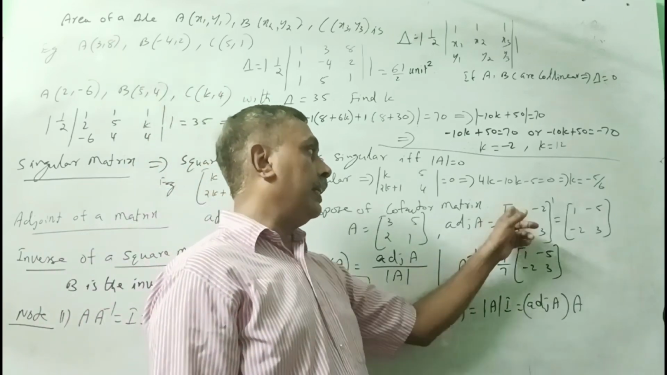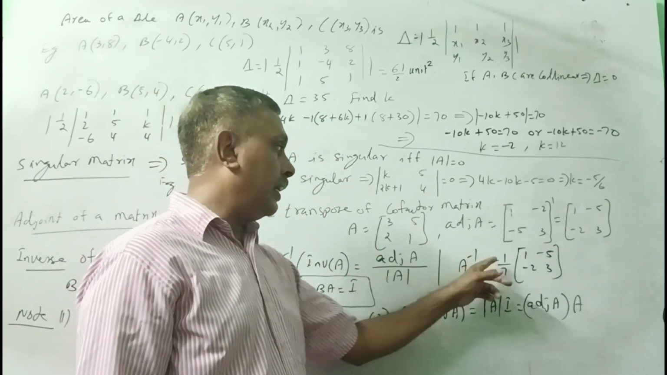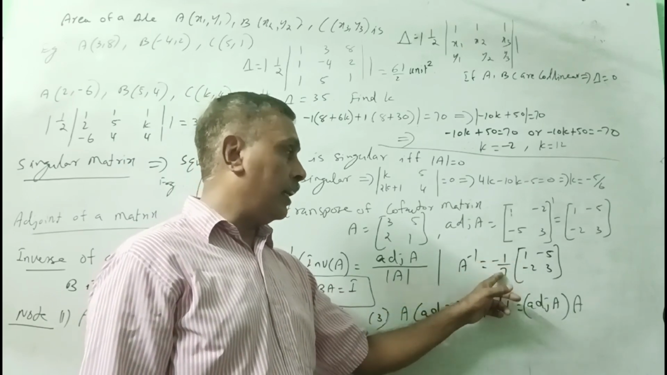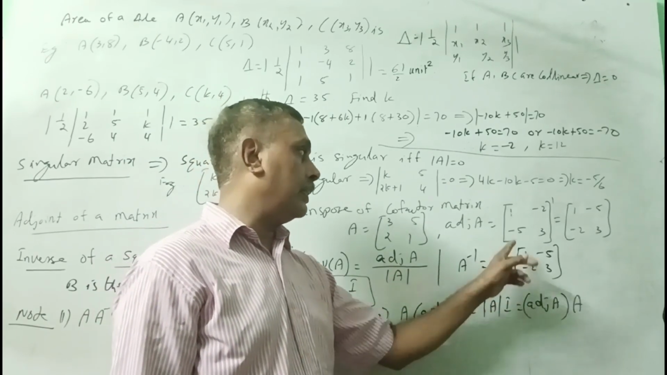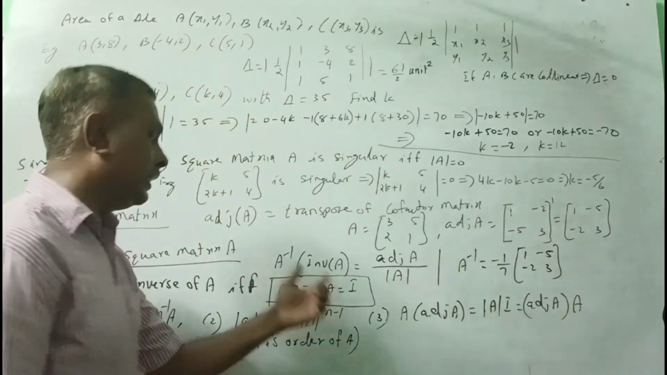So A inverse equal to, here, the determinant value is 3 minus 10, that is minus 7. So you divide by 7, minus 1 by 7 into that cofactor. This adjoint determinant gives the inverse.